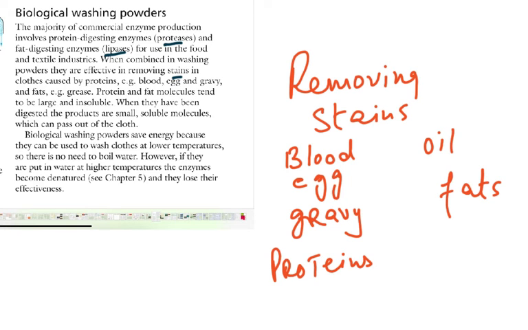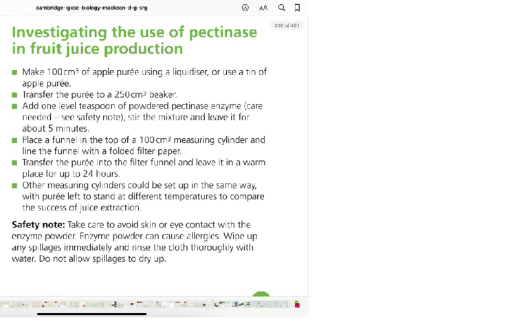So biological washing powders need to be used in warm water, not hot water, because the hot water is going to denature the enzymes, and I'm basically using the enzyme to wash off the stains. But if we're going to use hot water, well, the enzyme will be denatured and it won't really work. Now, the next topic is investigating the use of pectinase.